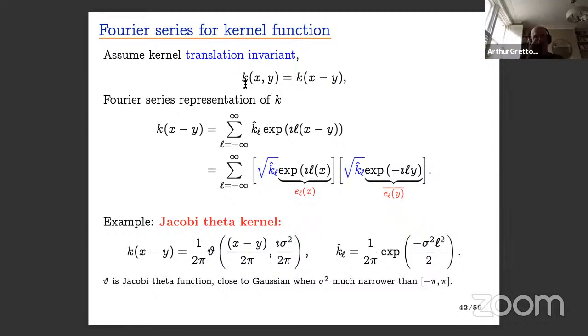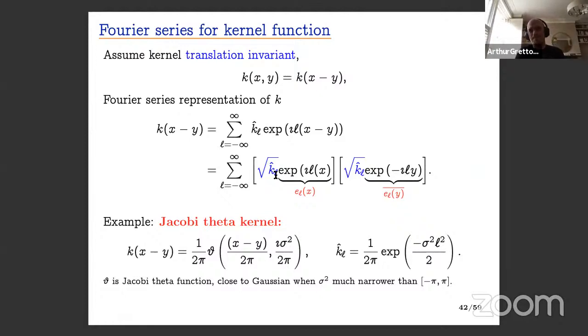Yep, that is exactly right. Basically, for this k of x minus y, I could do this like I'm doing it here with a Jacobi theta kernel, which is like a Gaussian kernel. But I could do this with another kernel as well. That would change these little k hats. The basis functions E wouldn't change. So these functions here, E_l(x) and E_l(y), would stay the same. In effect, what would change about my feature representation is that these k hats would change shape and would decay either slower or faster.